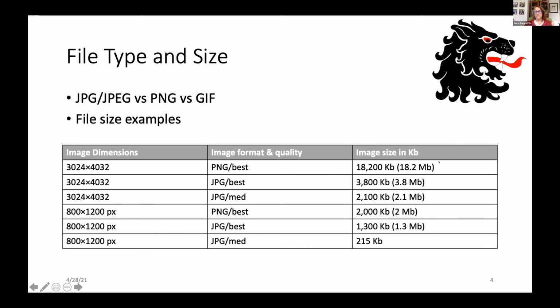Matter of fact, there may still be some email platforms out there that won't even accept an attachment that large. When I saved it as a high quality, best quality JPEG, it was a 3.8 megabyte file, and then a medium quality, which is where you start seeing artifacts creeping in around the edge, a 2.1 megabyte file. So way, way too big. All of those are too big.